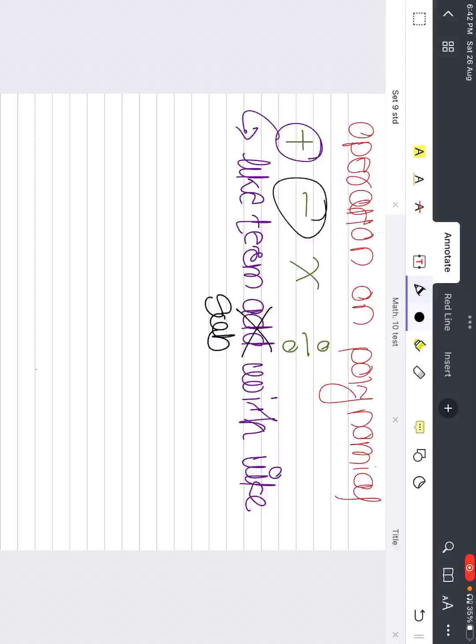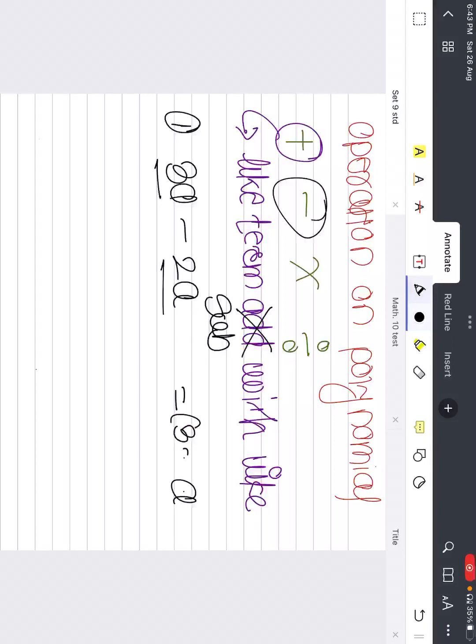Just take an example. Initially we will take a simple example. 3a minus 2a. So 3a, 2a. Which is the common term? The variable is a. So both are like terms. So 3 minus 2, we will write it like that: 3 minus 2 into a, it becomes 1a. Clear?